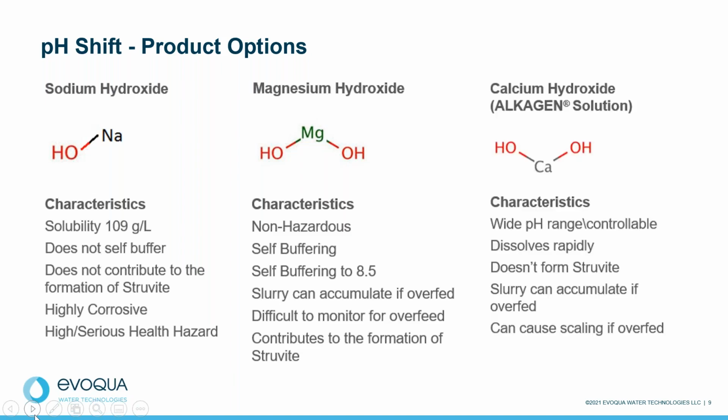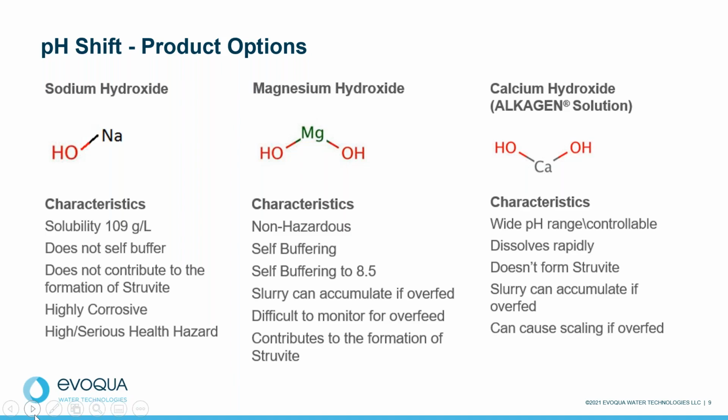And then there's calcium hydroxide, which is the pH shift product that Evoqua offers. Our trade name is Alkagen. It is not self-buffering, so it has a wide pH range. The feed rate can be controlled to a specific pH or pH range, and we can assure that we're not overfeeding.